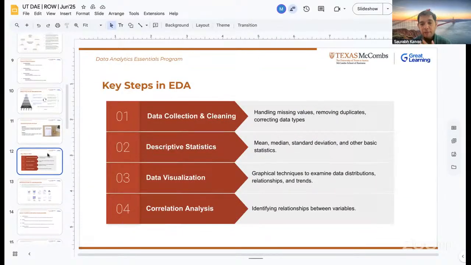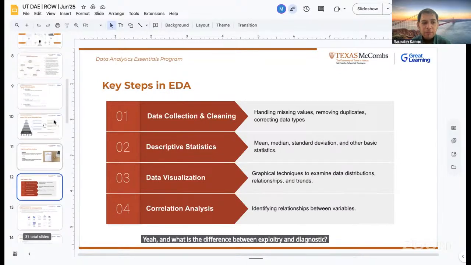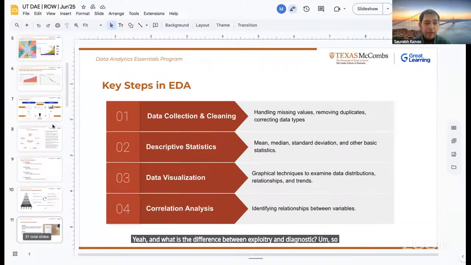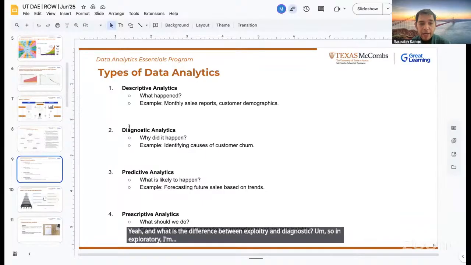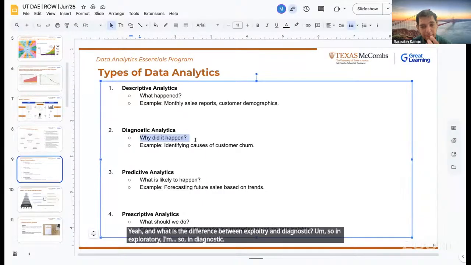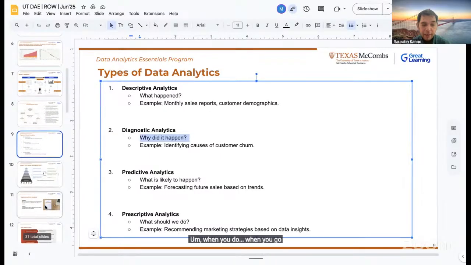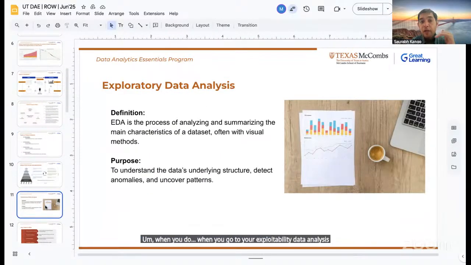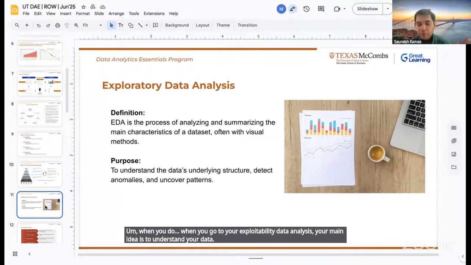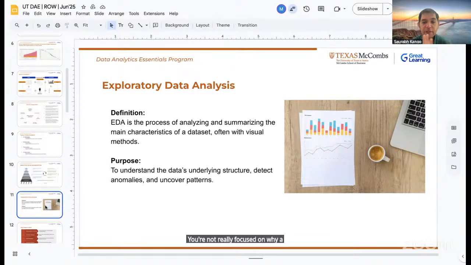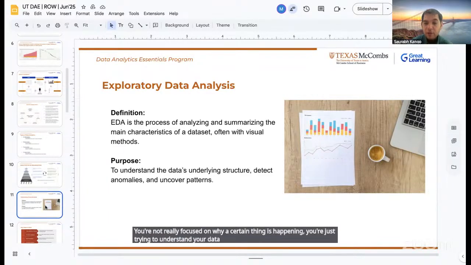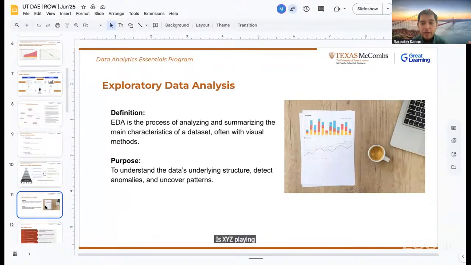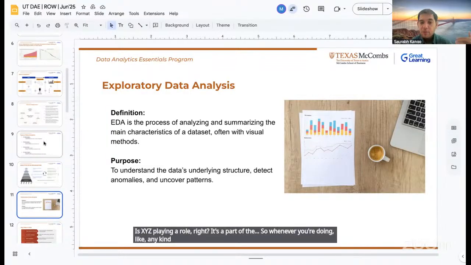And what is the difference between exploratory and diagnostic? In diagnostic, you're trying to find out why it happened. When you go to exploratory data analysis, your main idea is to understand your data. You're not really focused on why a certain thing is happening. You're just trying to understand your data. Oh, is gender playing a role? Is XYZ playing a role? Whenever you're doing any kind of analysis, you go through that.